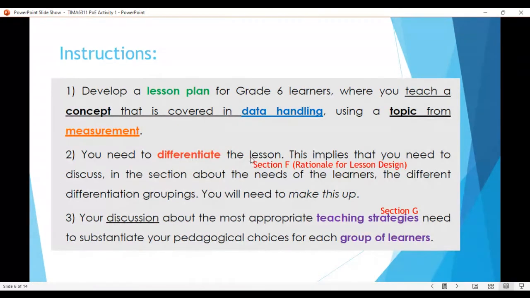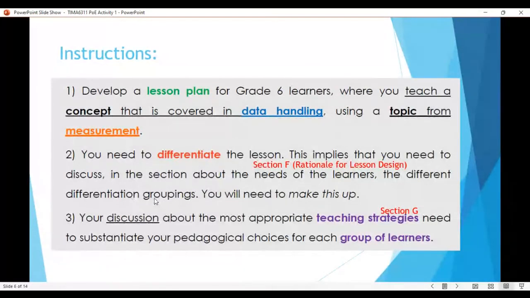Then you need to differentiate the lesson. This implies that you need to discuss the needs of the learners in section F, which has a new heading now in the new lesson plan template, rationale for lesson design. There you need to describe differentiation. You will need to make this up. All right, so it's an imaginary class. You are going to make up your learners' different needs.